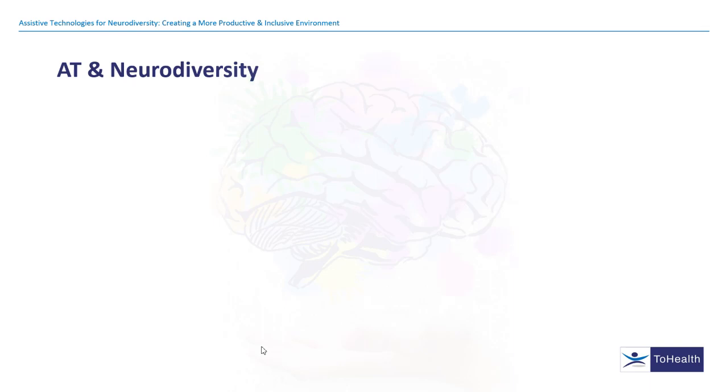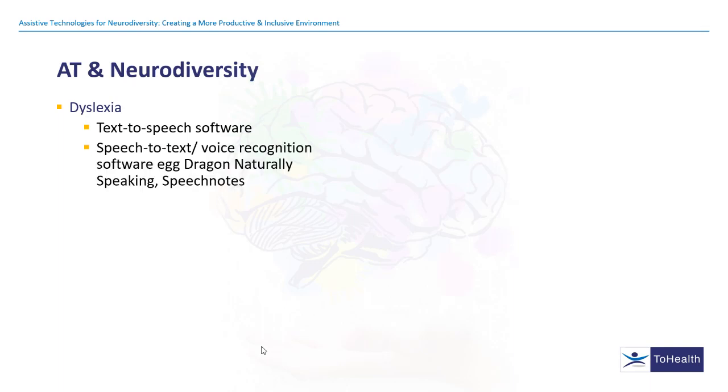Okay, so in terms of what assistive technologies are available out there that can support neurodiverse individuals, here I'm going to give you some examples depending on each neurodiverse condition. So for dyslexia, we can use text-to-speech software. This reads out digital text to the user. You can think about speech recognition software. This will transcribe spoken word into text. Think about audiobooks and ebooks that provide an alternative to traditional print books.